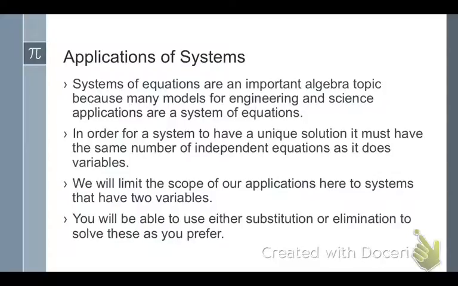And then in order for a system to have a unique solution, it must have the same number of independent equations as it does variables. So if I have 3 variables, I need 3 equations. If I have 2 variables, I need 2 equations. We will only work with 2 variables here for the purpose of getting you to understand the concept rather than making the algebra complicated. But if you have 5 variables, you need 5 equations to find the value of each.